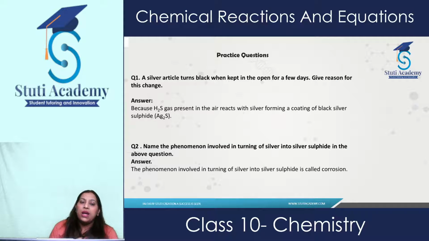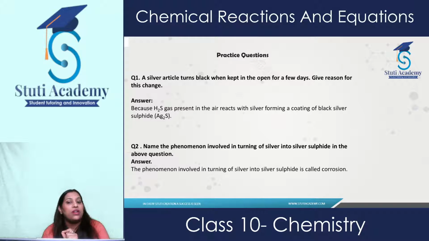Now, what kind of questions can come in exam? Let's see here. Question number 1 is, a silver article turns black when kept in the open for a few days. Give reason for this change. Any idea? Yes, just now I told you, when an article comes in contact with air, in which hydrogen sulfide gas is present, the coating of the silver turns black, which is silver sulfide.